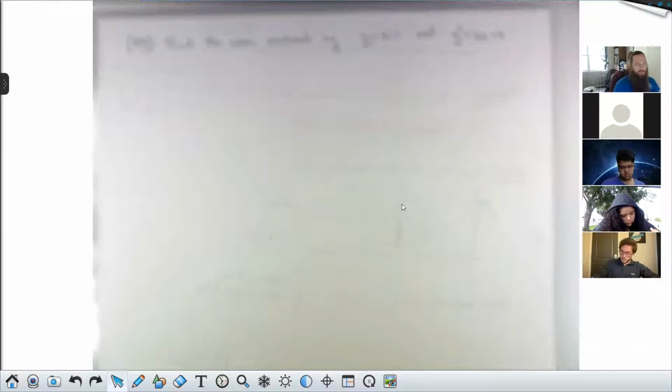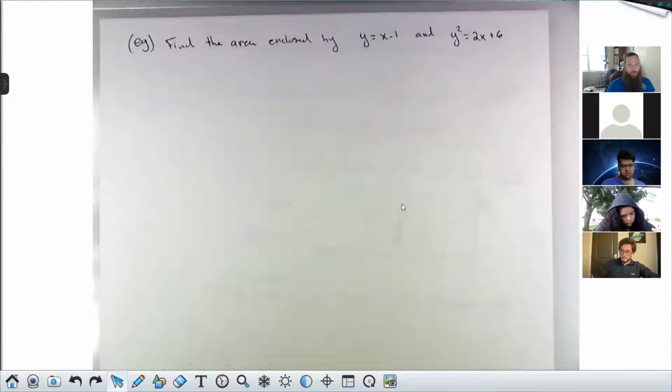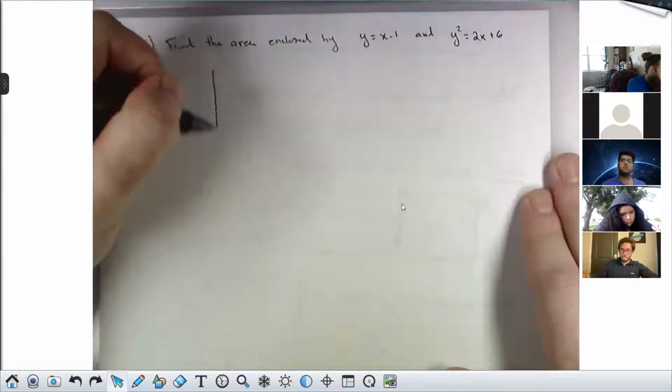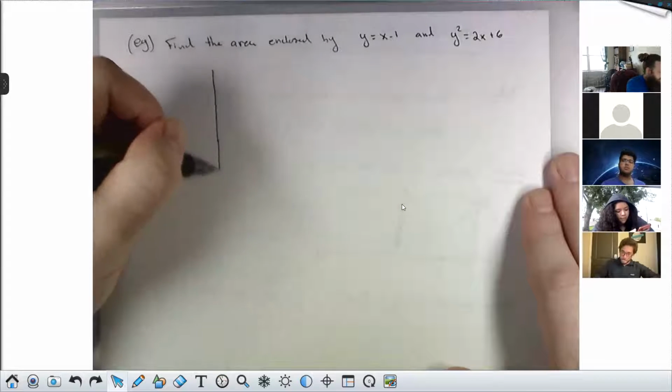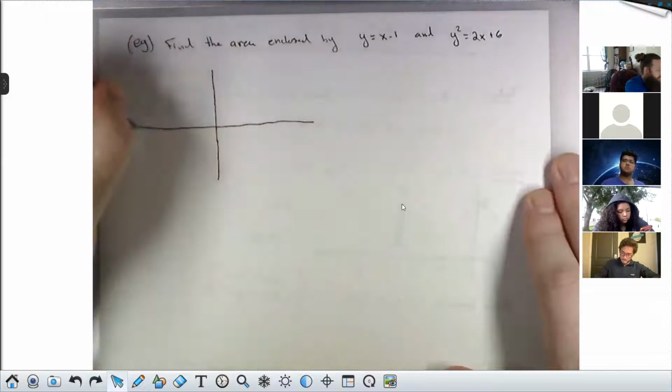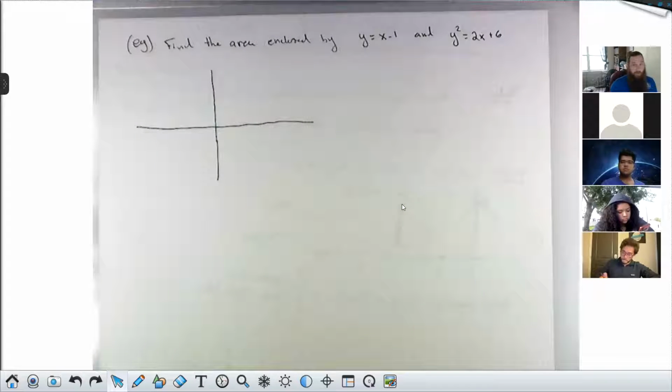So now in the book, they've sketched the graph for us, so we kind of have an idea of what's going to happen already. But let me show you how you would do this if the book hadn't provided the picture. The line y equals x minus 1, I know everybody knows how to graph that. So I want to start by thinking about the parabola.